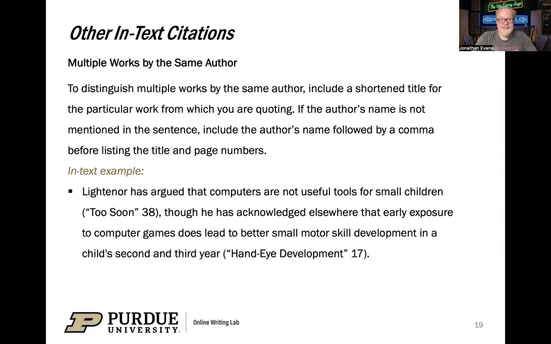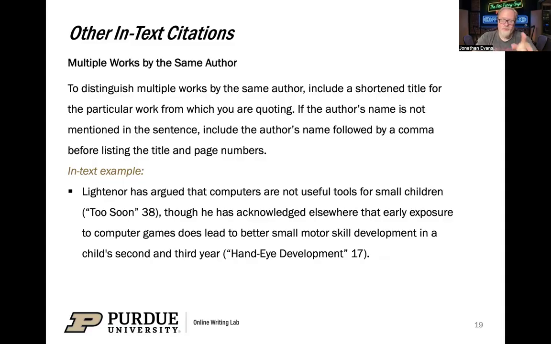Multiple works by the same author. So this is an example here. You'll see this gentleman Leitner has argued, and you'll notice that there are two different citations, "Quotations Too Soon" and "Hand-Eye Development." Those are two works by that same author. We have used him as the signal phrase or the introductory to this sentence, but we need to indicate that we are quoting, or in this case, summarizing something from two different sources by him.